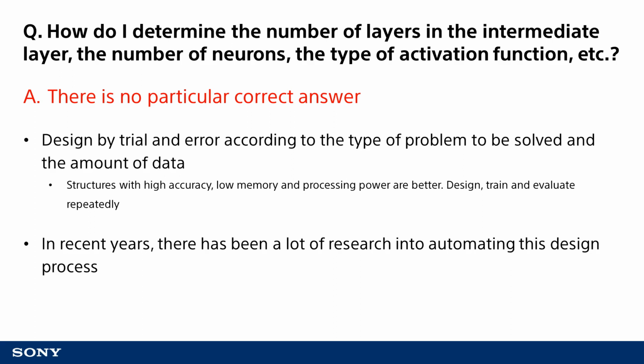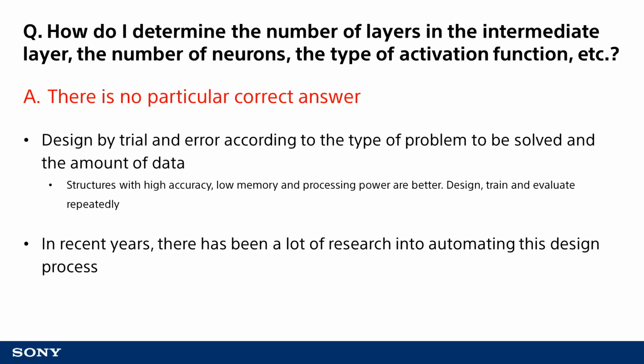And what is often asked is the total number of layers of the neural network, the number of neurons in each layer, and in the case of the convolutional neural network, the number of images and the type of activation function. We have introduced tanh as an activation function earlier, but there are many other types of activation functions. I'm often asked how to determine this.